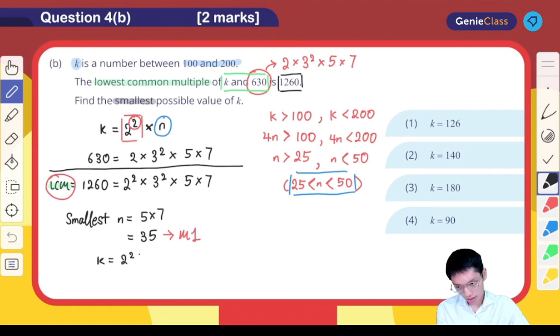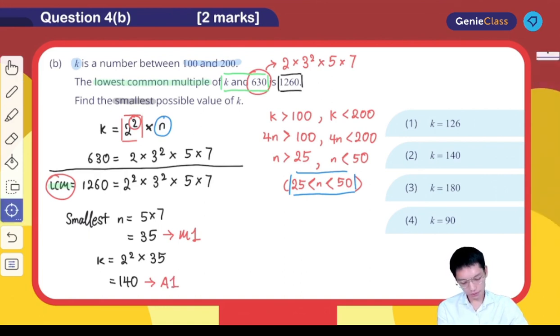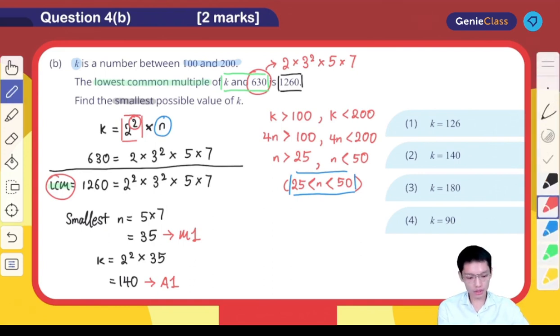2 squared times 35. That gives you 140, which not only fulfills the criteria of between here, but it's the smallest. Your answer is correct, Denise, if it says find a possible value of k. It is a possible value, but it is not the smallest. So remember, for smallest possible value, you have to be much more careful. Is the number you're finding actually the smallest?